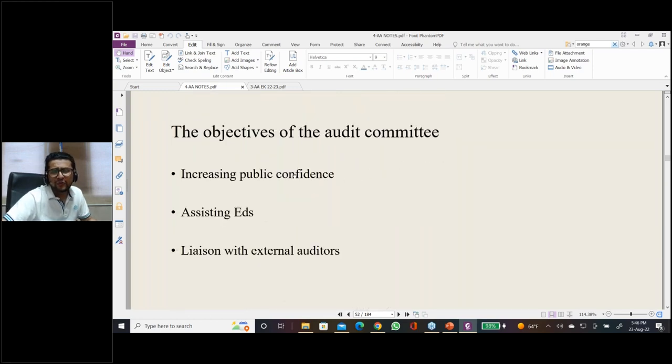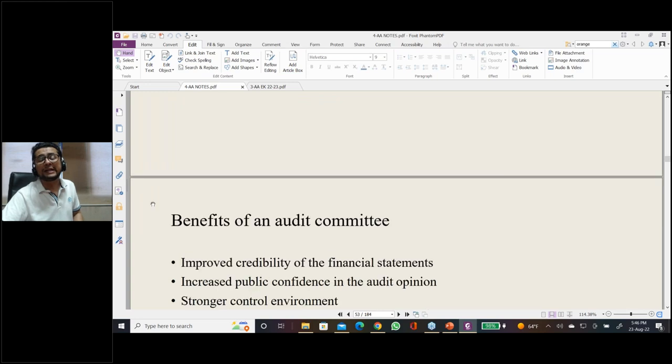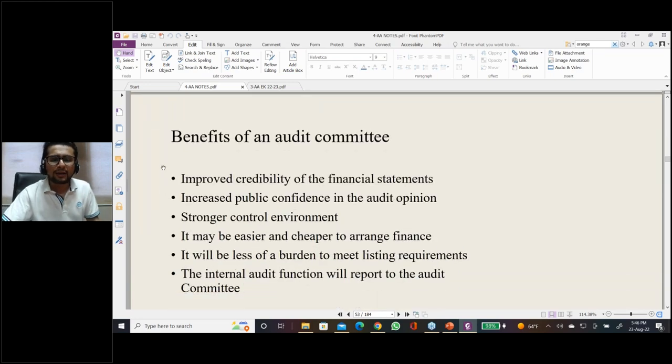If we have an audit committee in an audit client, that will increase public confidence. They will assist the directors, and they will work as a bridge with the external auditor. So if you are an external auditor of a company and your audit client has an audit committee, that will be a great help for you. What are the benefits of an audit committee? It improves the credibility of the financial statements. The financial statements would be more pure, more trustworthy.